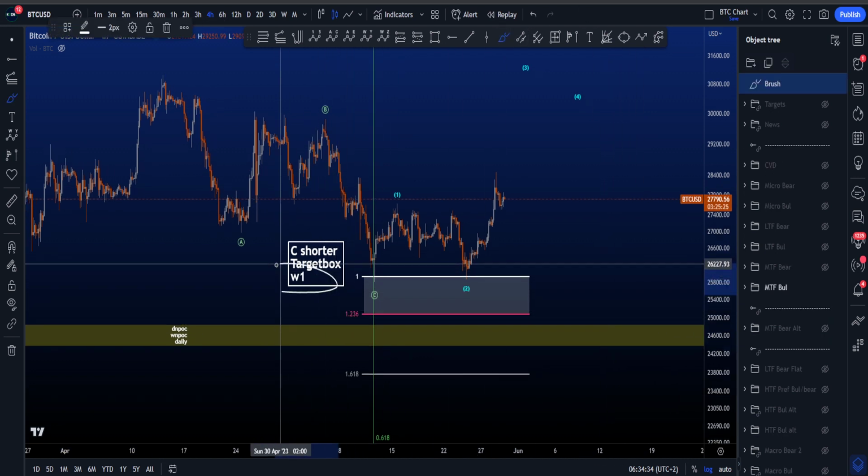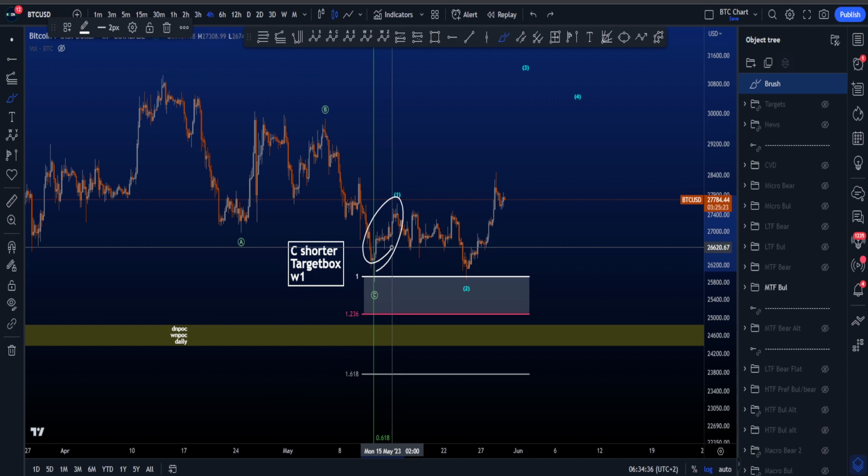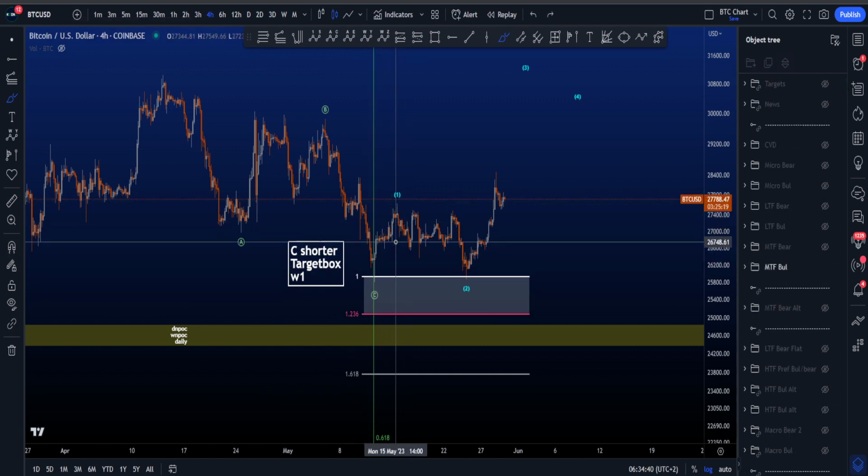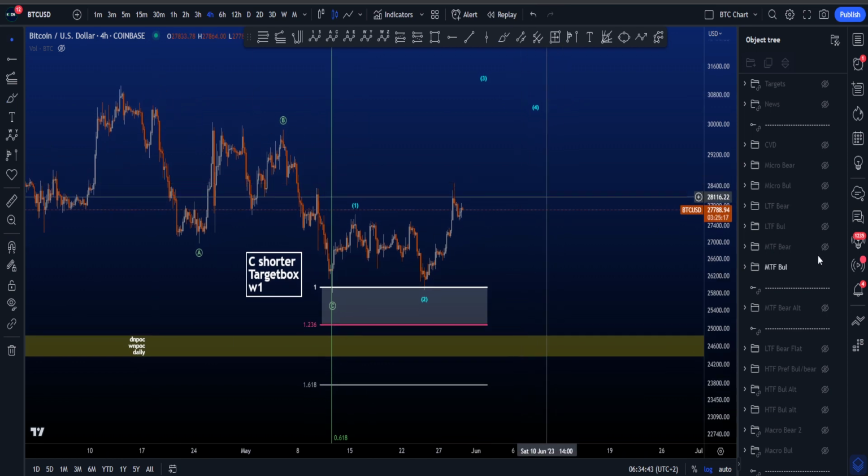And lastly, the wave one to the upside, this move over here counts a lot better as a three-wave structure than a nice five-wave structure. But we'll go into more detail in the lower time frames.